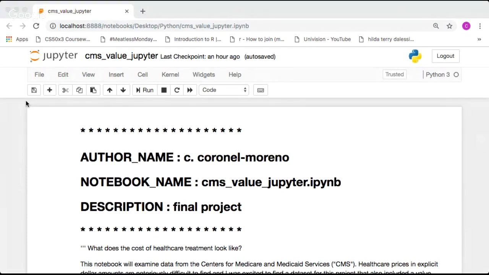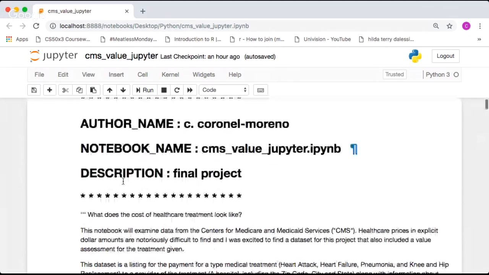Name is Claudia, and this is my final project for Introduction to Programming with Python. My project was essentially a data exploration project, so my goal was to see if I could create some plots to visualize what the cost of healthcare treatment looks like in dollar amounts.